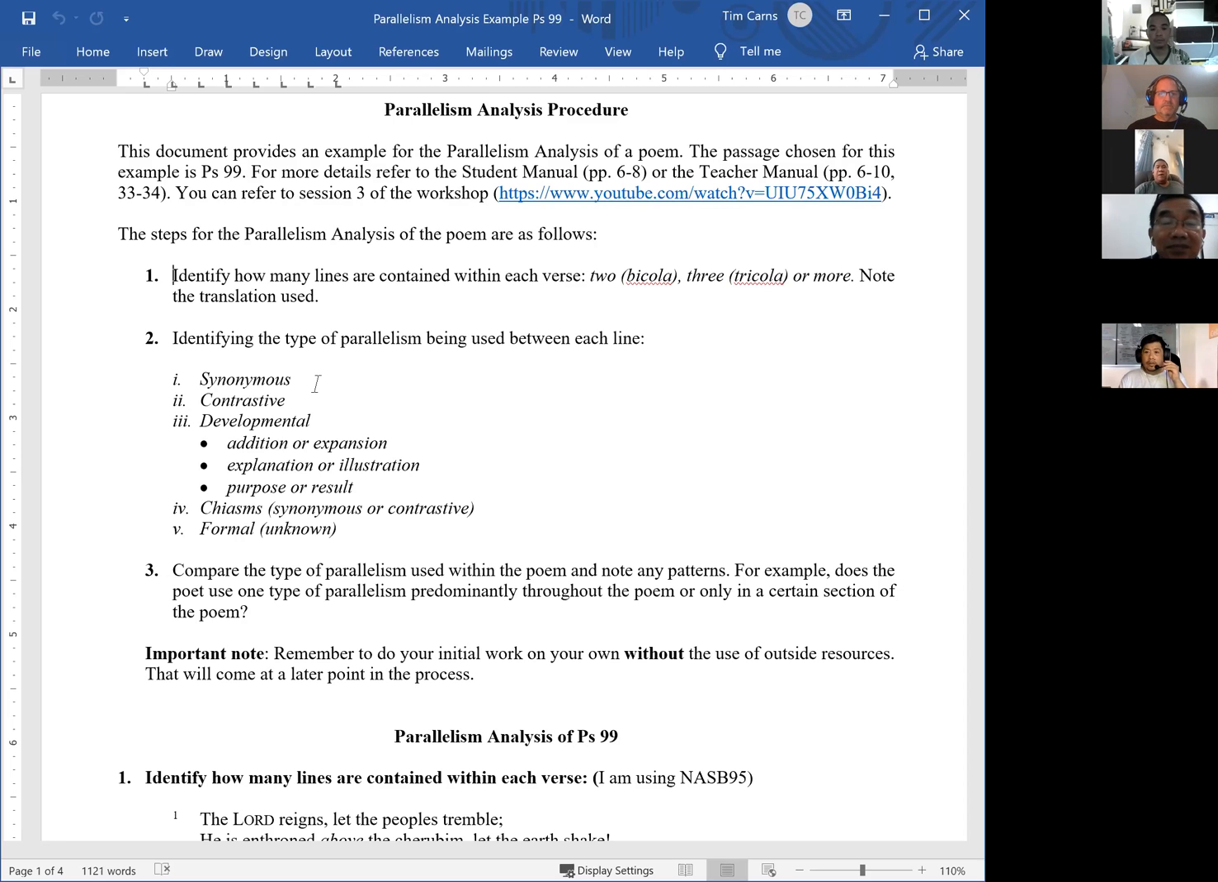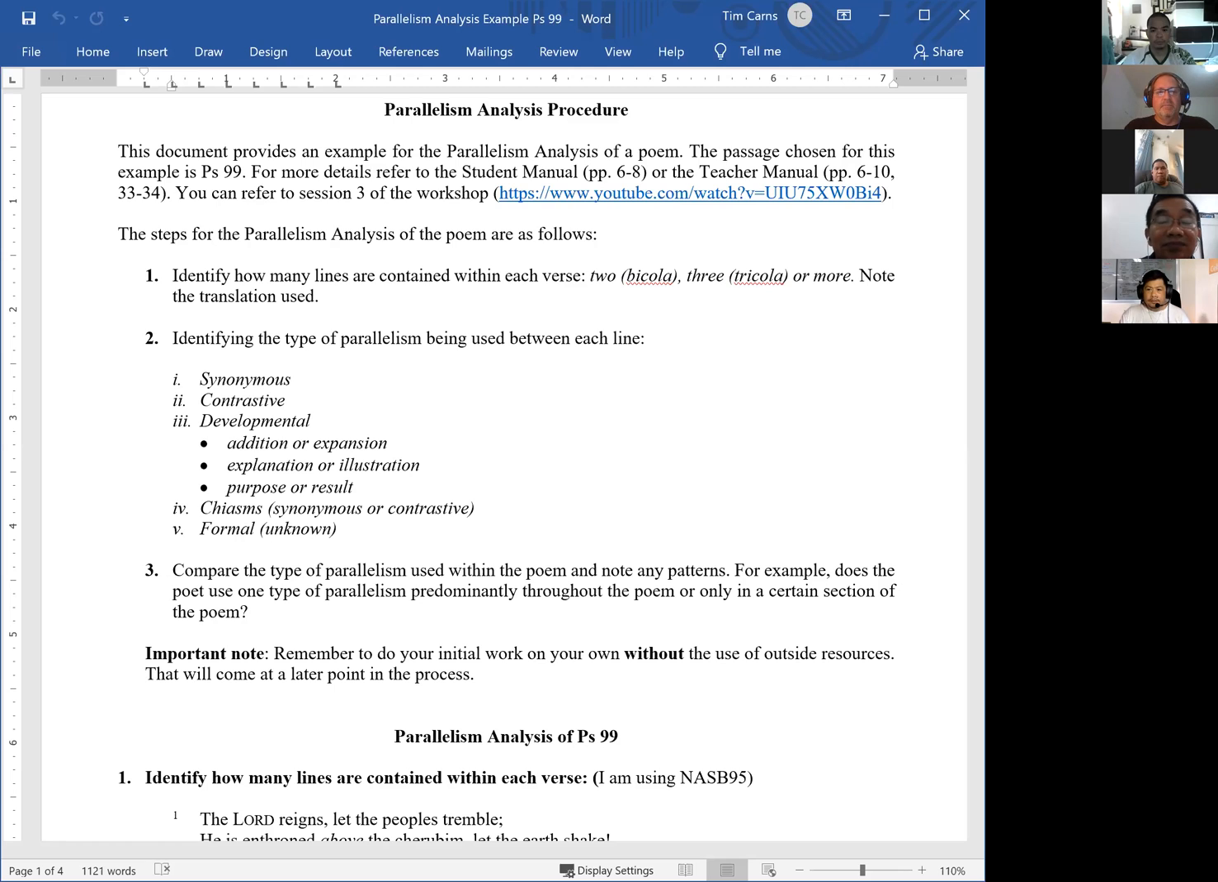Developmental parallelism is when the first phrase is modified by the second by addition or expansion, by elaborating, and then the explanation. It still modifies the first statement and also gives the purpose and result of the first statement. It's developmental. Okay, good. When the second phrase is modifying the first or trying to explain the first. Yeah, good. Great explanation. Yeah, that's essentially it.